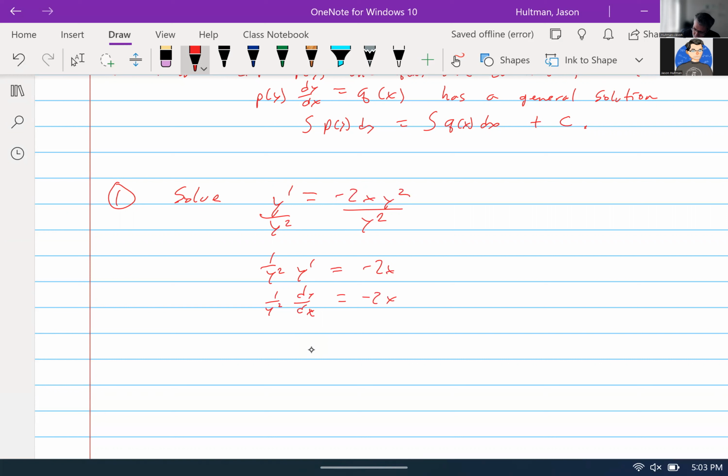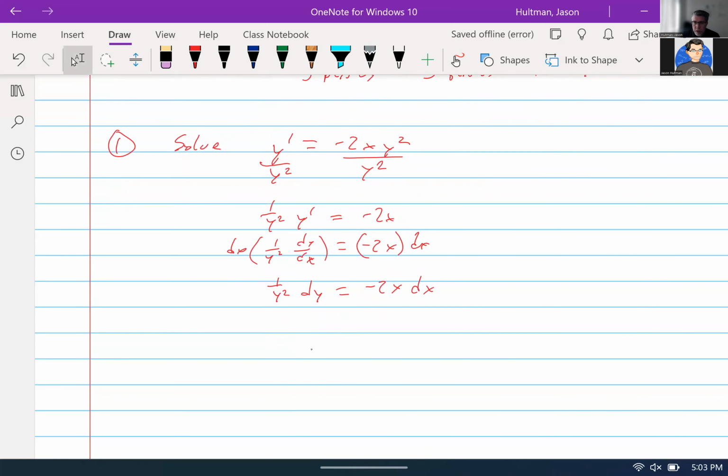And now I'm going to multiply both sides by dx. I'm not taking the derivative of both sides. I'm just multiplying by the dx. Okay, 1 over y squared times dy is equal to negative 2x dx. And now that's been separated. That's called a separable equation.